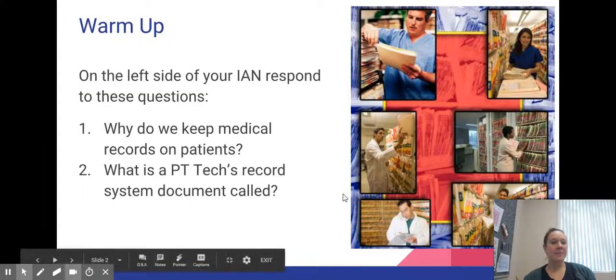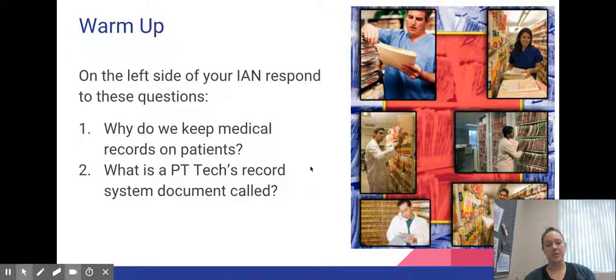All right, for your warm-up activity for this lesson, on the left side of your EN, I'd like you to answer these questions. Why do we keep medical records on patients? So why is it important? And what is a PT Text record system document called? Go ahead and take a moment to complete those two questions and meet me back here.